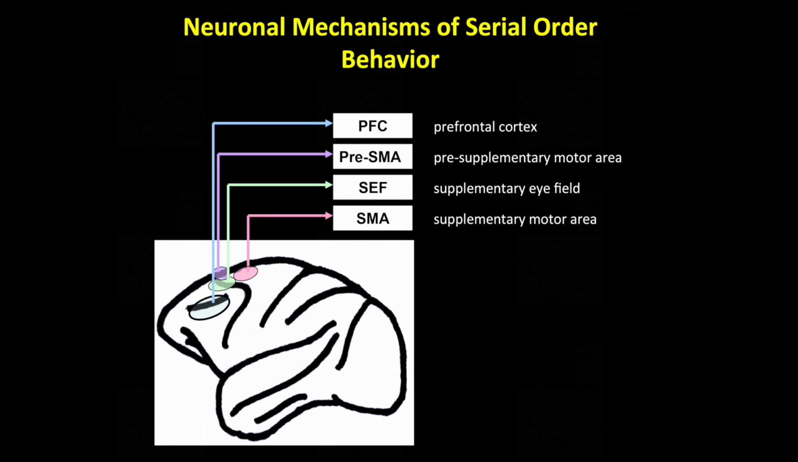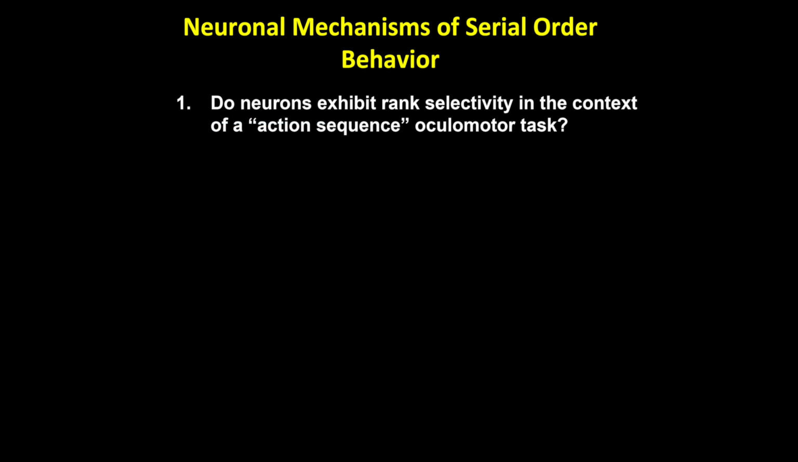And we recorded activity of multiple neurons while the monkey was performing a serial order task. The first question we asked: do neurons exhibit rank selectivity in the context of an action sequence task? To answer this question, we designed a task, which I demonstrate next.